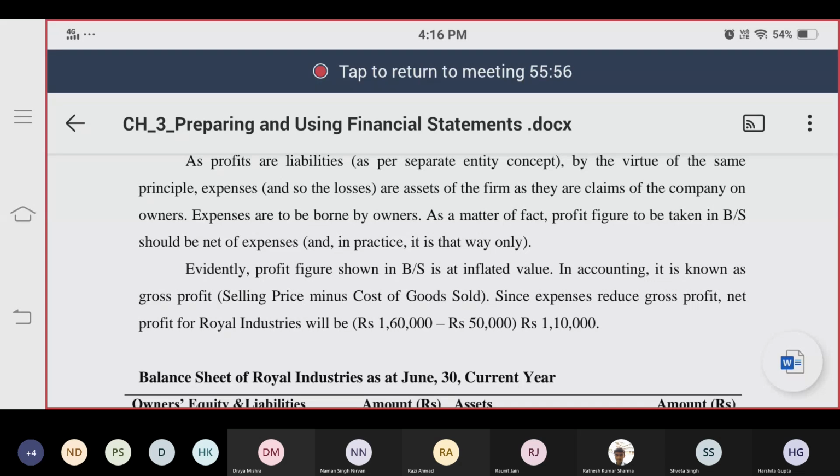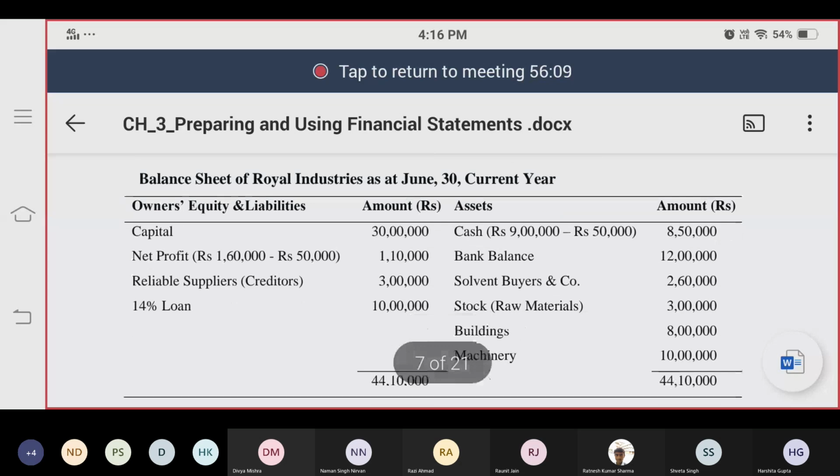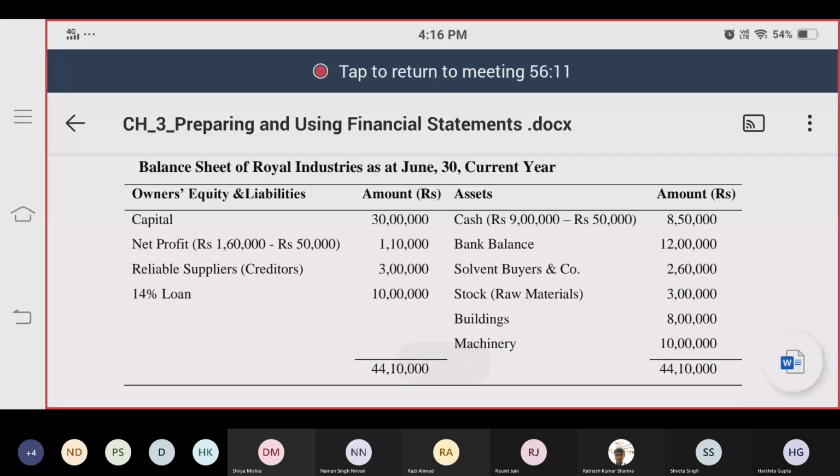In accounting, it is known as gross profit, that is selling price minus cost of goods sold. Since expenses reduce gross profit, net profit for Royal Industries will only be 1,10,000. Okay. So eventually this will be the net profit that will go into the balance sheet. So basically, whenever we look at all the revenues minus the expenses, we first create the profit and loss account, and from the profit and loss account, the net profit figure is what goes into the balance sheet.